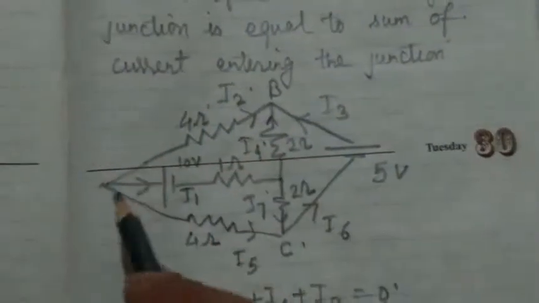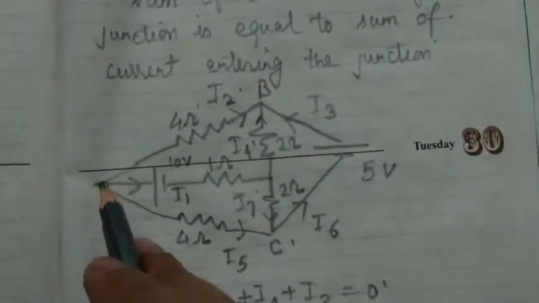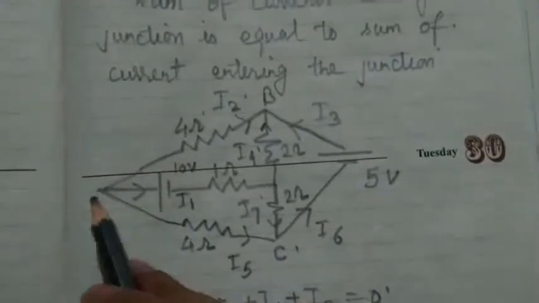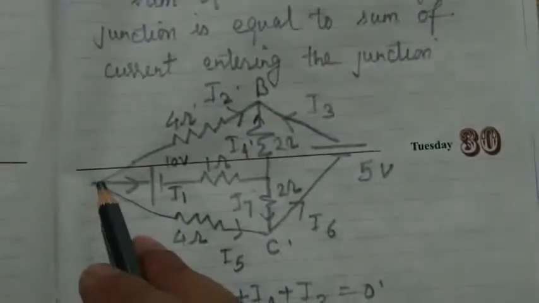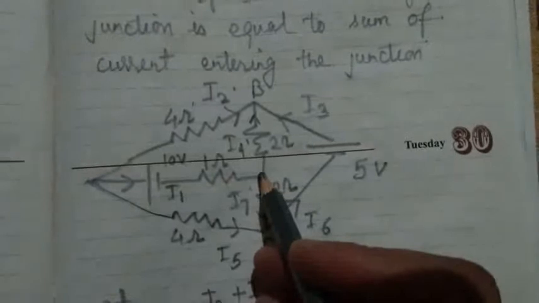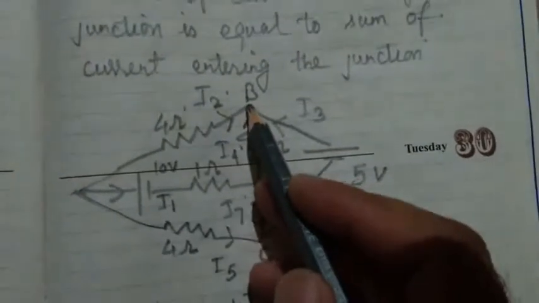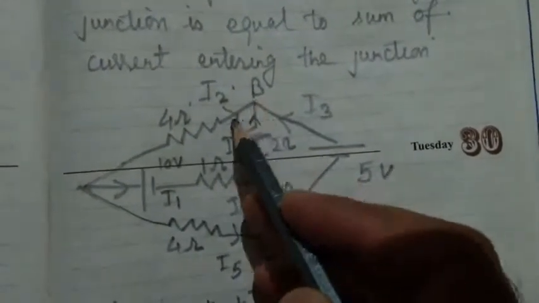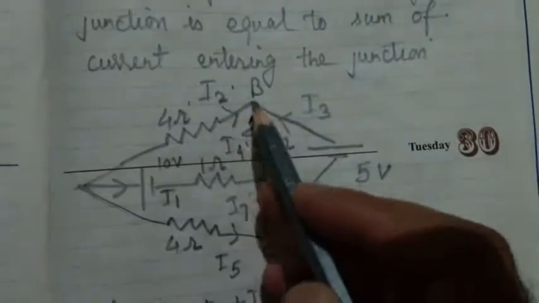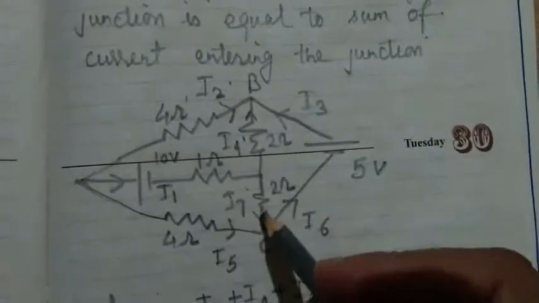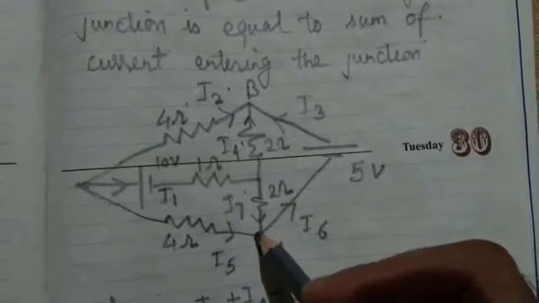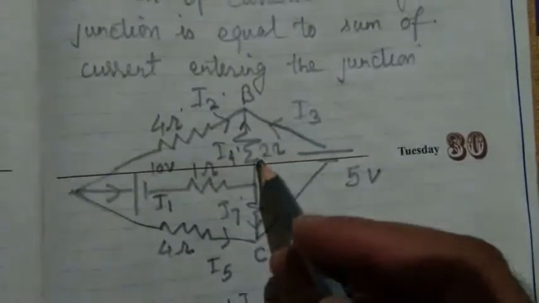This point can be called a junction because three wires are connected at this point. This point is also a junction, because three wires are connected at this point. Similarly, this point is also a junction. So 1, 2, 3, 4. There are 4 junctions here.